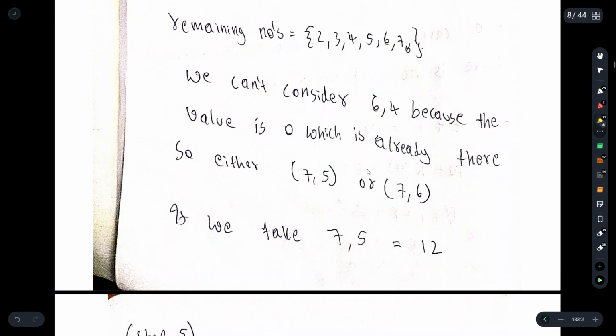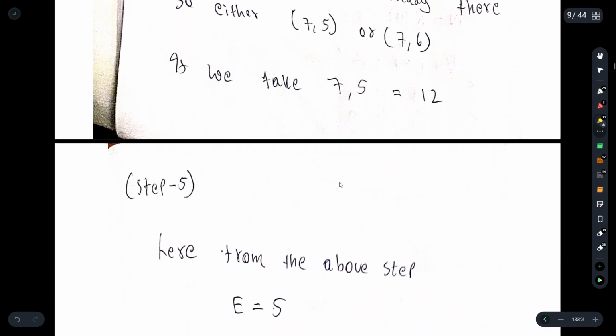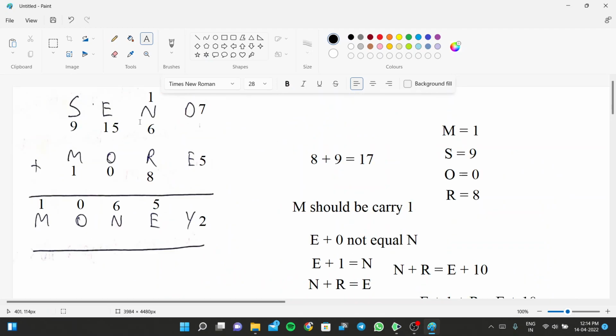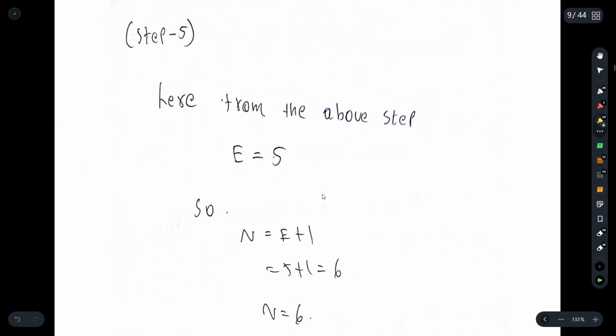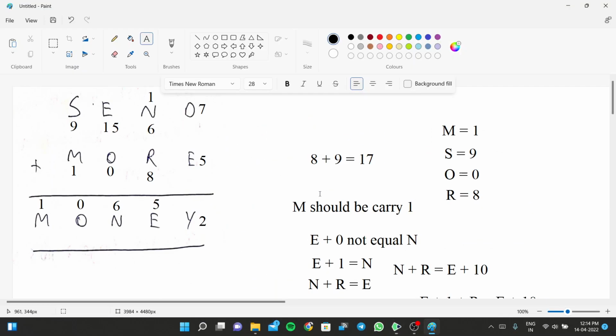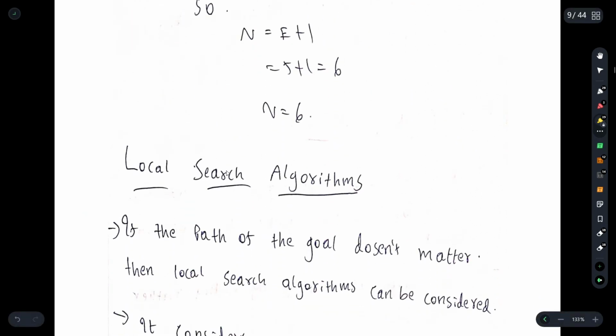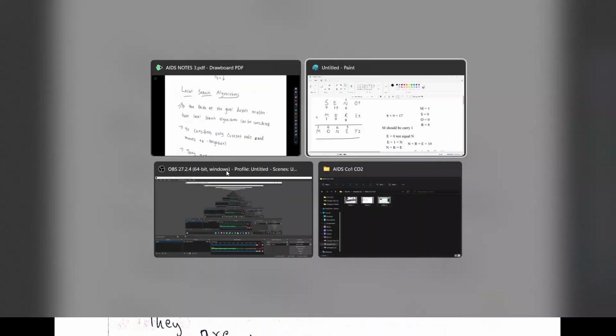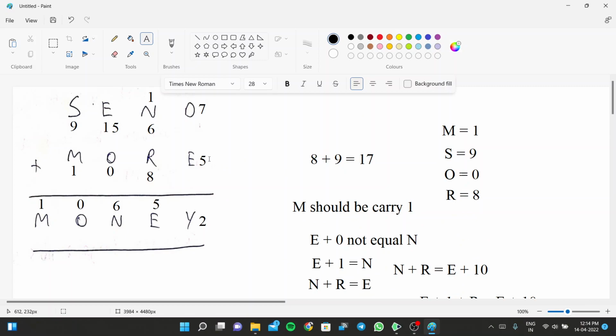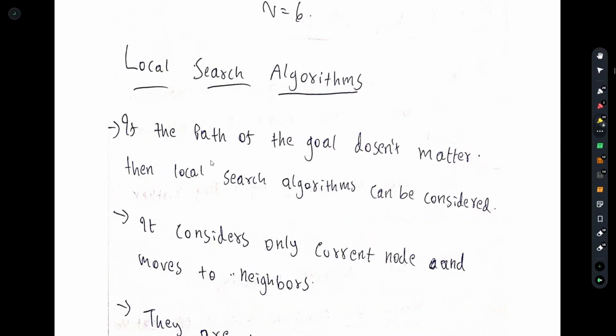So I had considered 7 and 5 and I am getting the value as 12. After getting the value as 12, I am adding the carry to it and I had added 2 here. After adding both from the above step, we can conclude the value of E is 5. So from these things we can finally get those values. I think this will create some confusion, so please watch this video twice at this particular instant to get a quick understanding.